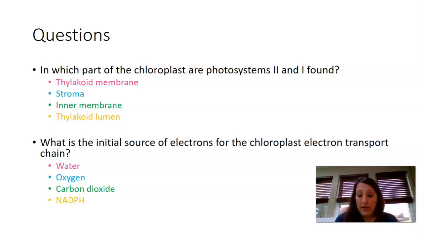So hopefully you answered water. Remember that water, photolysis, right? Water is going to be split, and electrons are going to be given to the chlorophyll molecule, which gave up its high energy electrons. So they're always going to be replaced, replenished by water. That's the role of water in photosynthesis, to replace electrons that have been lost by pigment molecules of photosystem 2.